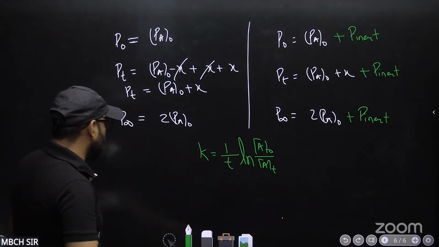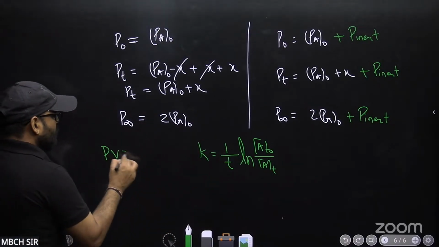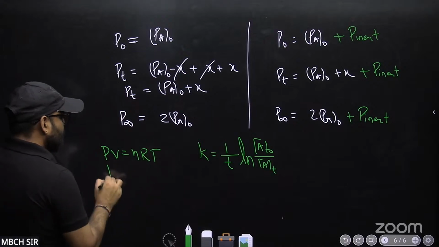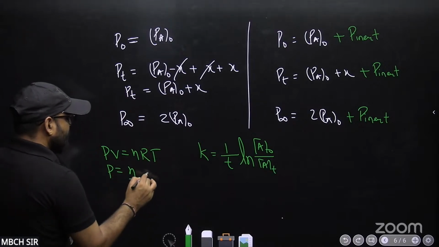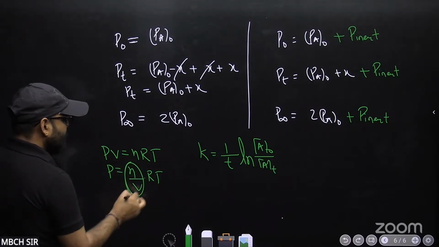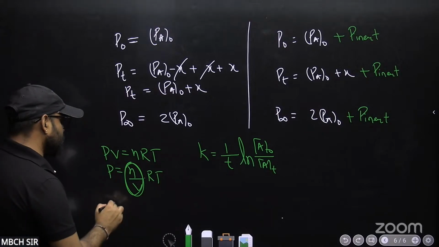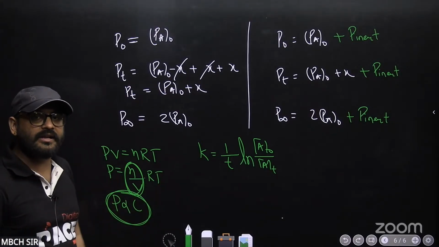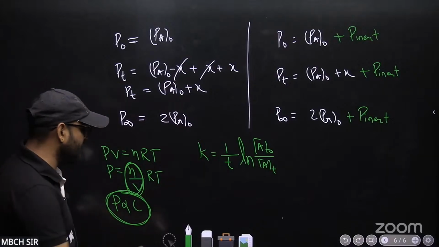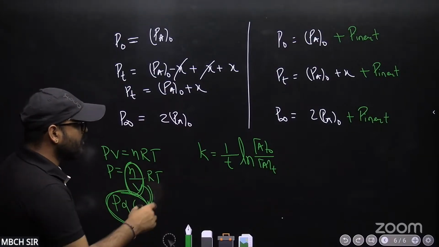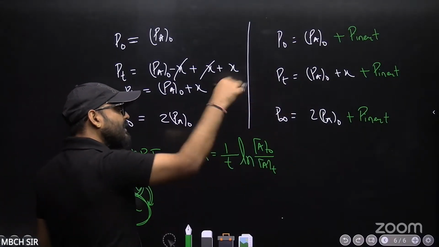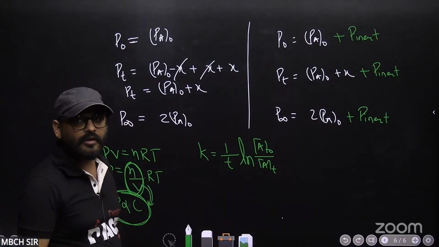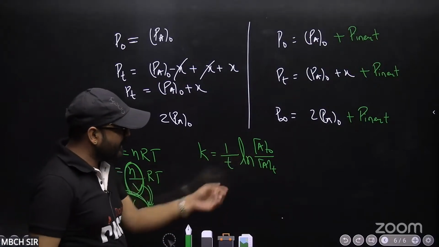So we know that PV equals nRT, P equals n by V times RT. n by V is nothing but concentration. So we know that pressure is directly proportional to concentration. In place of concentration, I can write pressure as well.